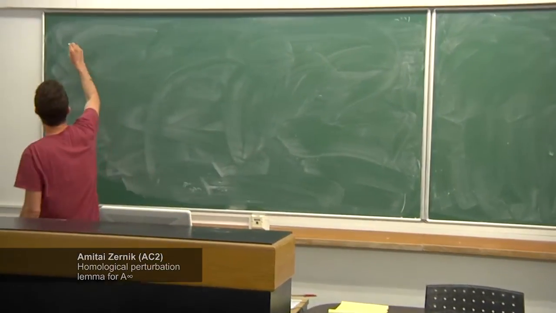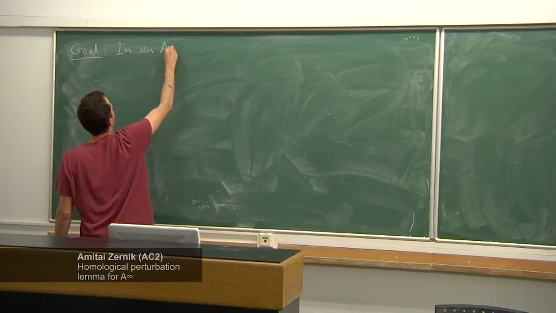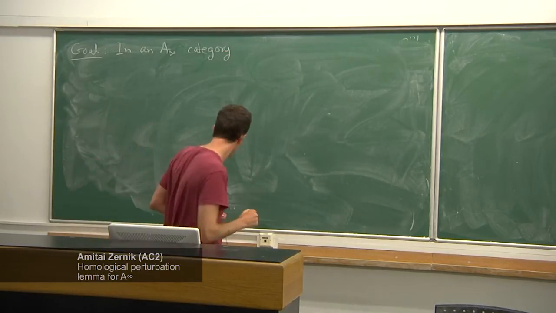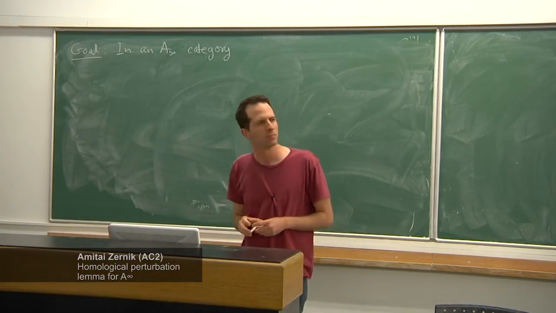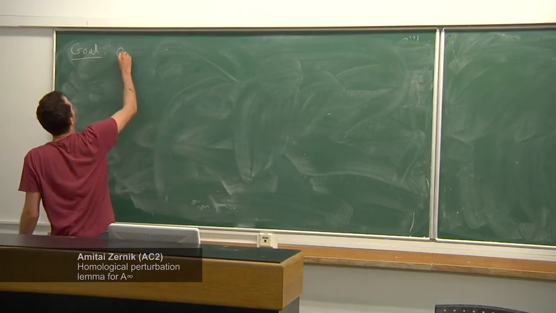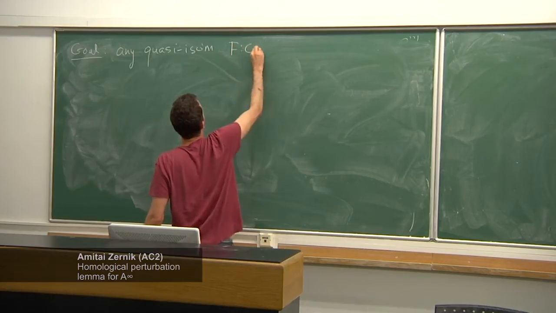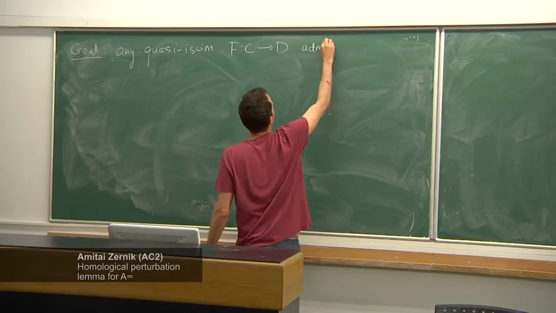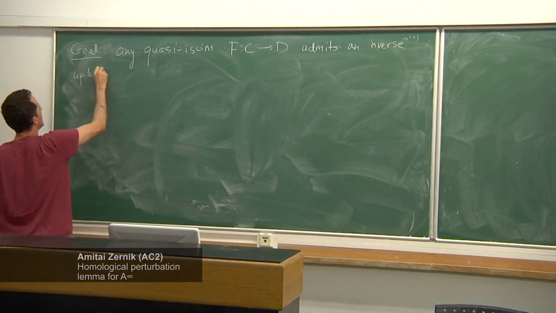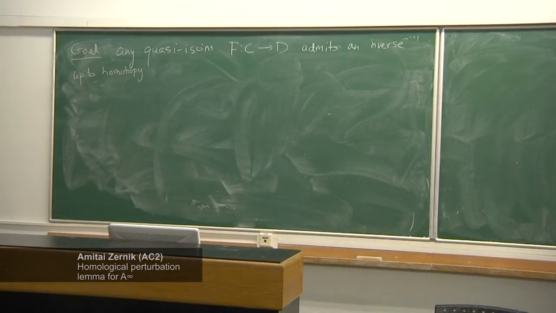So my goal today is to prove the following theorem. That in an A infinity category, or, well, maybe others. Okay. So, let's do it slightly differently. Any quasi-isomorphism between A infinity categories admits an inverse up to homotopy. And I'll explain shortly what these terms mean. It will kind of remind you what they mean. They were presented in the previous talk by Nati.